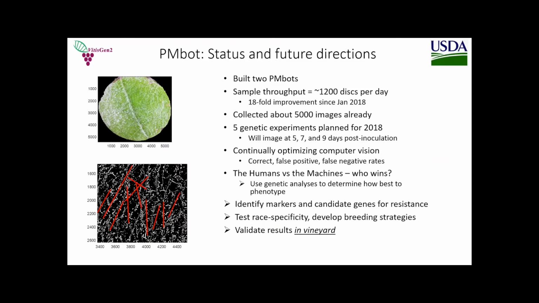On the status: we've now built 2 powdery mildew robots. We can now image about 1,200 discs per day, which is an 18-fold improvement just in the last 3 months. It's really been exciting progress since we got the whole team on board and started moving forward. So now, in the last couple of weeks, we've already collected 5,000 images. I think it's more because we just ran 2 experiments this week.